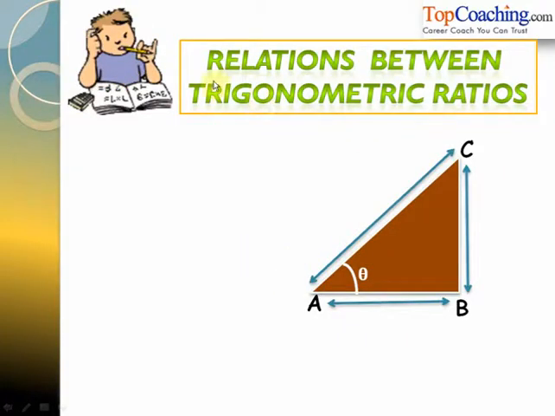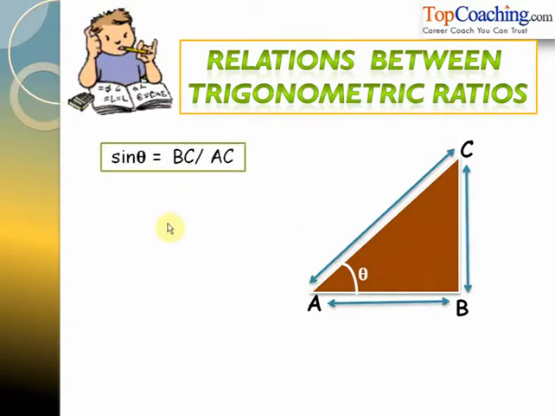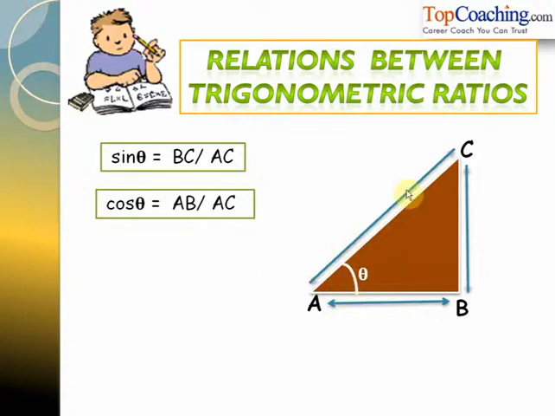Now let's see the relations between the 6 trigonometric ratios. Now again, let us say that this is a right angle triangle ABC, and let us say that angle A is equal to theta. Now sin theta would be equal to BC upon AC. Similarly, cos theta is equal to AB upon AC, that is base upon the hypotenuse.